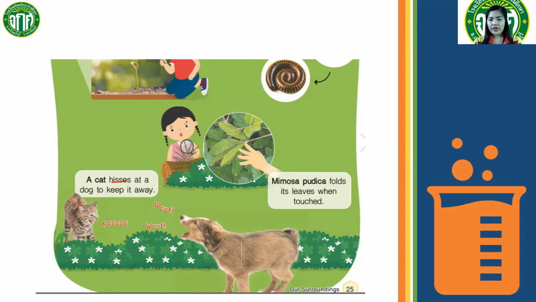Next, we have here a Mimosa pudica. Mimosa pudica folds its leaves when touched. So this is the mimosa. It will fold its leaves when you touch them. So that's how they react.